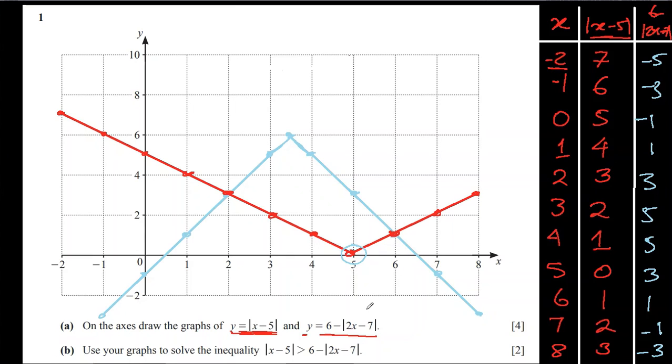Now, we've done the A part. Use your graph to solve the inequality, B part says. And it says that the |x - 5| graph should be above, greater than means above, the 6 minus |2x - 7| graph. So the blue graph should be below the red graph. That's what it's saying. So you can see before this point here, this red graph is above the blue graph. That's our answer. In this case also, the red graph is above the blue graph, and that's our answer.